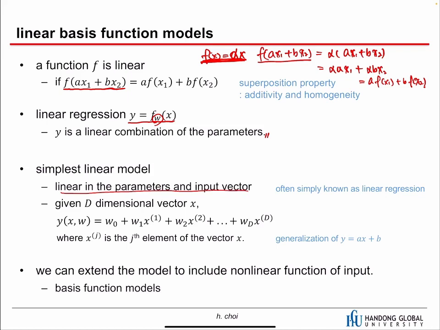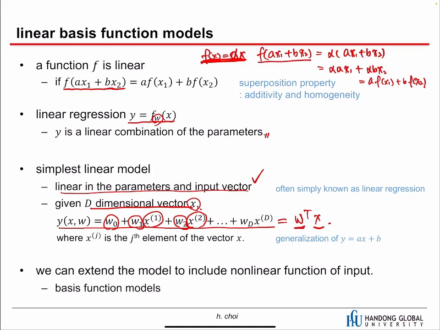Many times, when people say linear regression, they think of this simple case. So given the d-dimensional vector x, the simplest linear model is defined by this one. We have parameters, and we have elements of input vectors. So this one is actually w transpose x. It's a simple linear function of w and linear in x. And linear regression is a linear function of w.